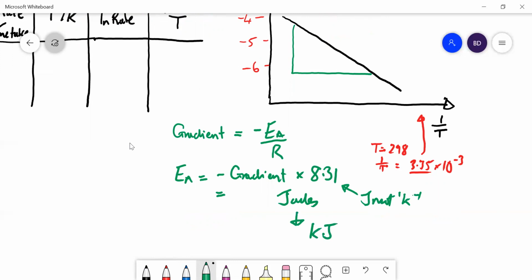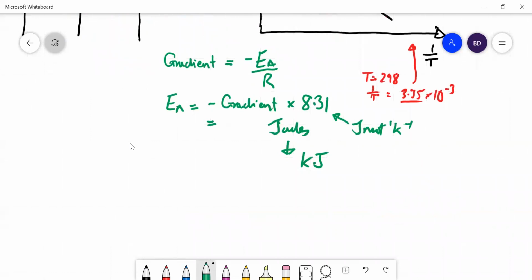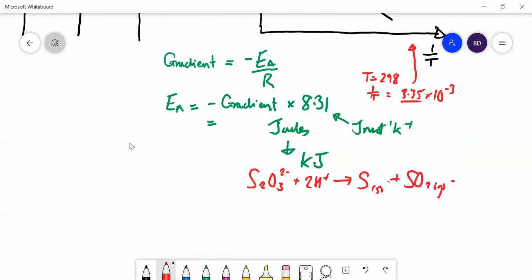Most of the time when I've done that disappearing cross experiment, just to remind you, is when you get thiosulfate and you add acid to it and you get sulfur solid, that makes it go cloudy, and that's your disappearing cross bit, and you get SO2 gas and you get H2O. Usually when you do this experiment, you get a value of the activation energy approximately equal to 30 kilojoules per mole.